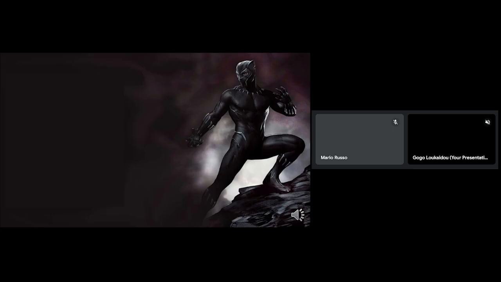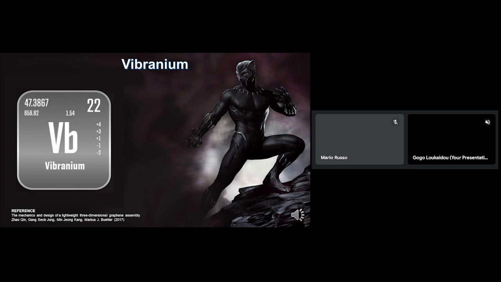And another interesting material is vibranium. Vibranium refers to the fantastic alloy of the Marvel cinematic universe. Vibranium is the material that covered the costume of Black Panther, and it's able to absorb this kind of energy. In these few years, some researchers have created a material similar to vibranium that is more lightweight than aluminum but more resistant, and they called it vibranium.